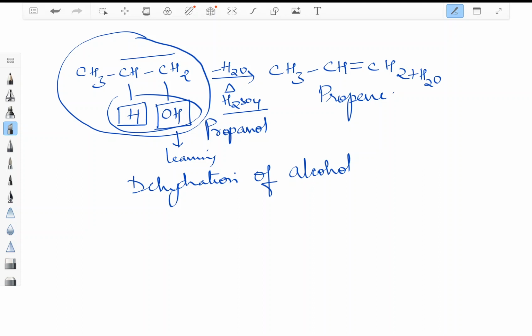There is one statement which is written after the reaction is written, that is the ease of dehydration is tertiary alcohol followed by secondary alcohol followed by primary alcohol. This, you just remember the flow. I'll be explaining about this when we study about alcohols.